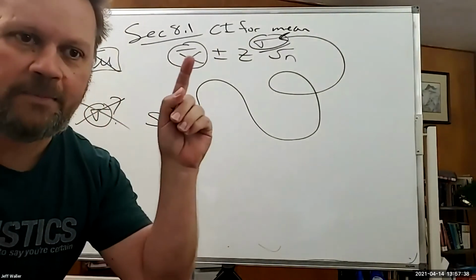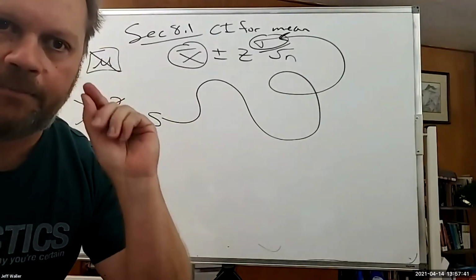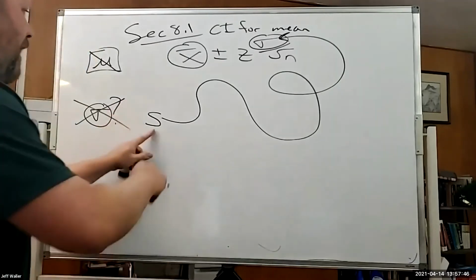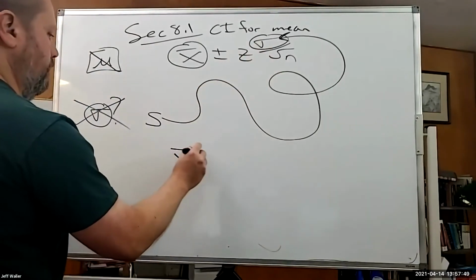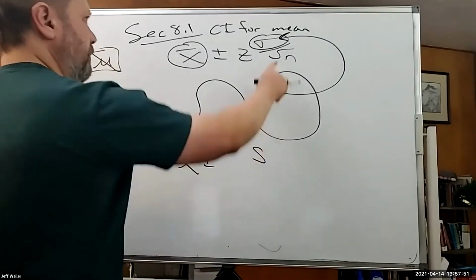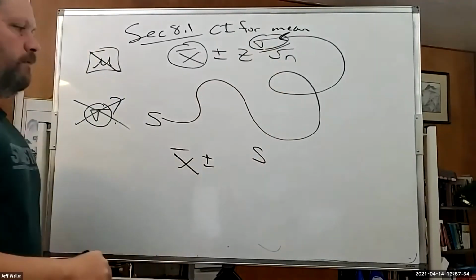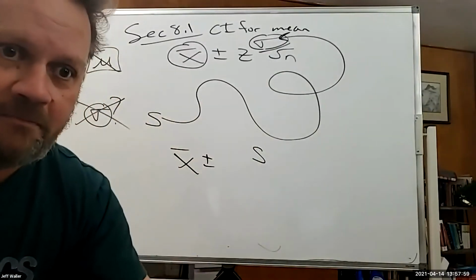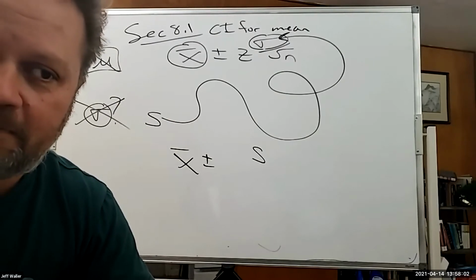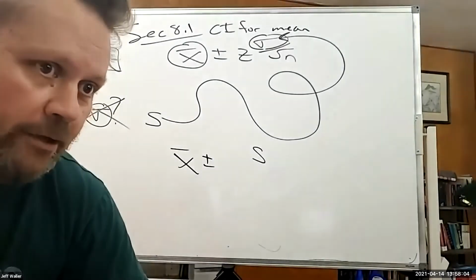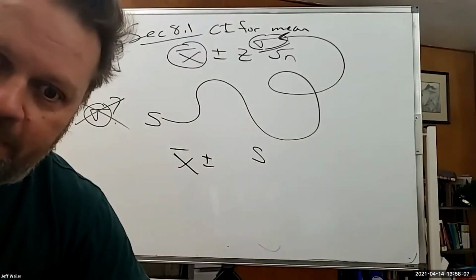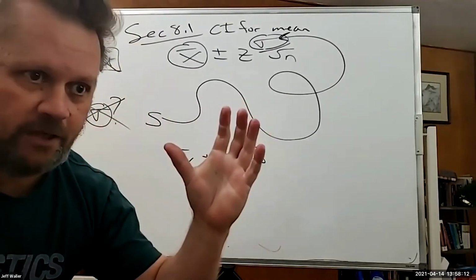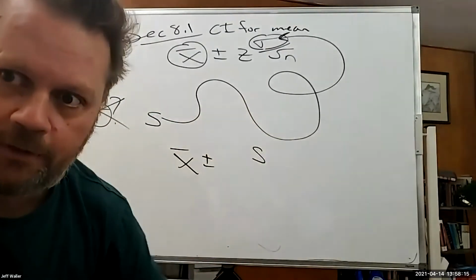Is there something in my formula now that I am not certain about? If I put an S up here, is S definitely equal to sigma? Does S equal sigma? Would you put money on S equals sigma? No. Hell no. I put money on the opposite. I put a ton of money on a sample standard deviation not being equal to it.